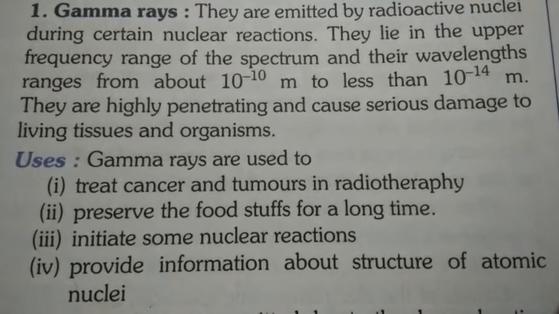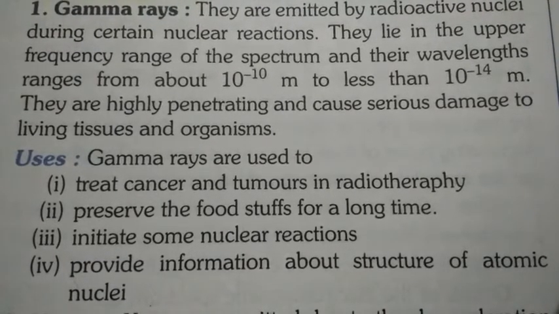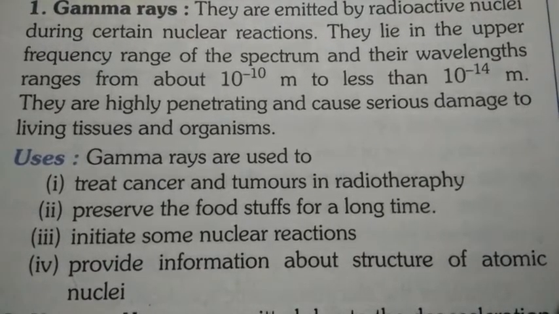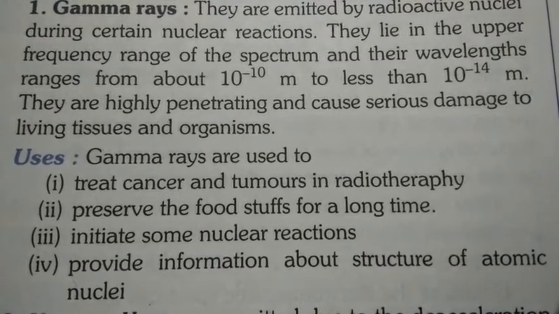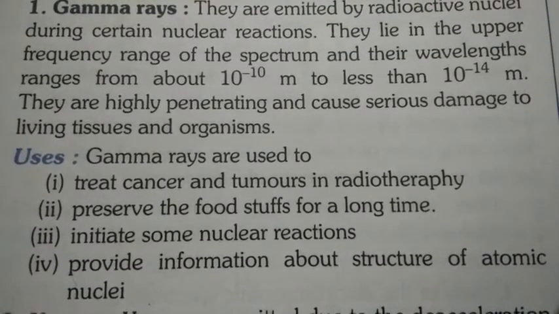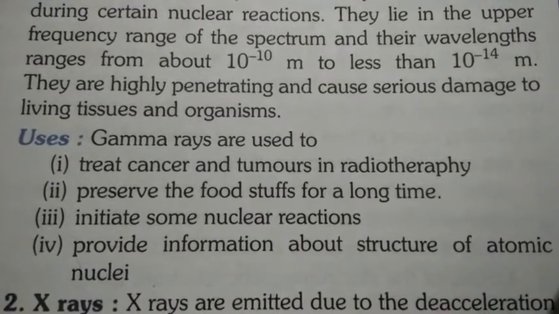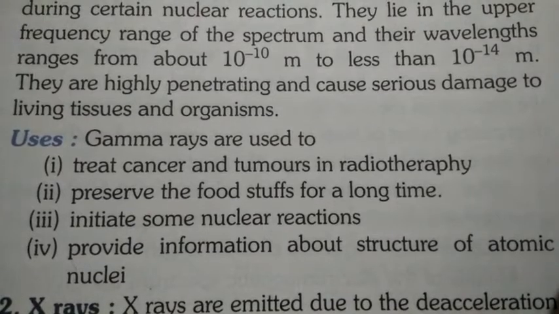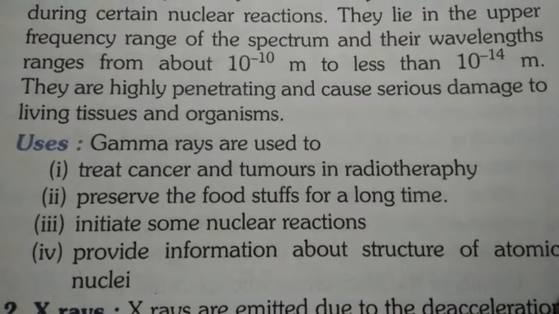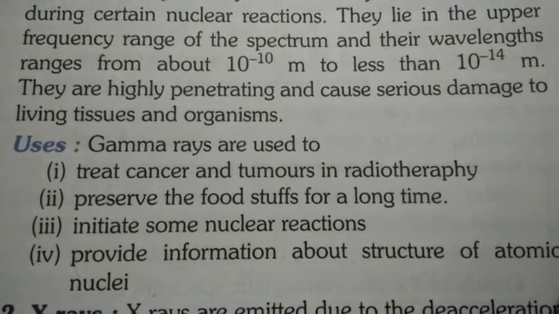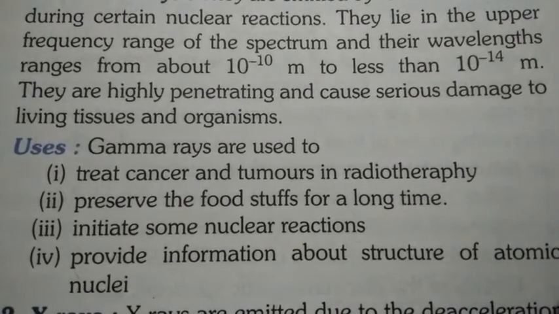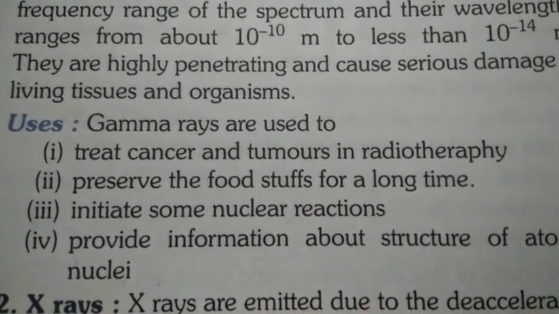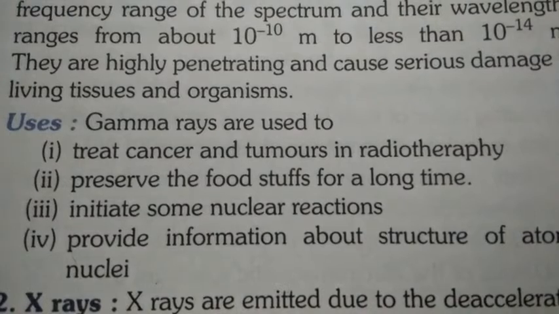They lie in the upper frequency range of the spectrum and their wavelength ranges from about 10 to the power minus 10 meter to less than 10 to the power minus 14 meter. They are highly penetrating and cause serious damage to living tissues and organisms. Since they destroy the tissues, they are used in treating cancers. Cancer cells are there, so these rays are used to kill those cancer cells and tumors. Here you can see the uses of gamma rays. First is to treat cancer and tumors in radiotherapy.